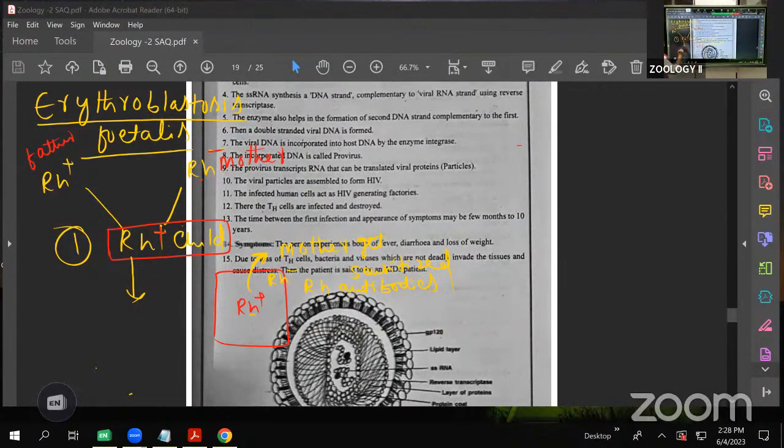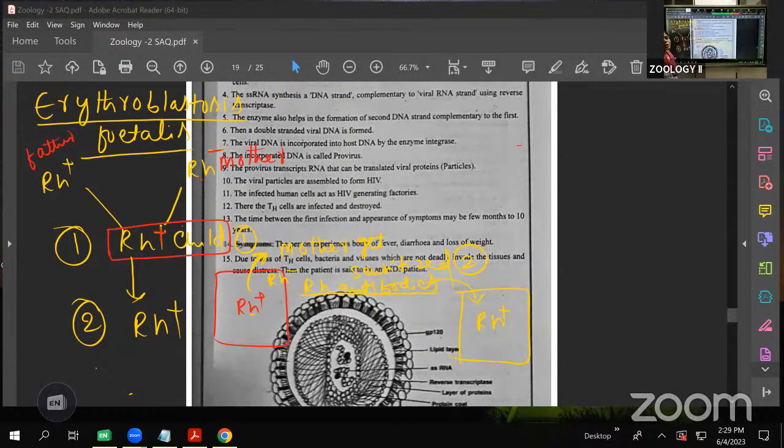The second time, the fetus also gets the Rh positive blood group. That time, the antibodies are already produced inside the mother's blood. For the second child, who also has Rh positive, the mother's blood already has the antibodies. They enter the circulation of the fetus and destroy the erythrocytes.